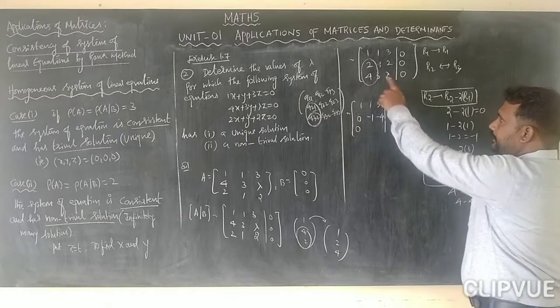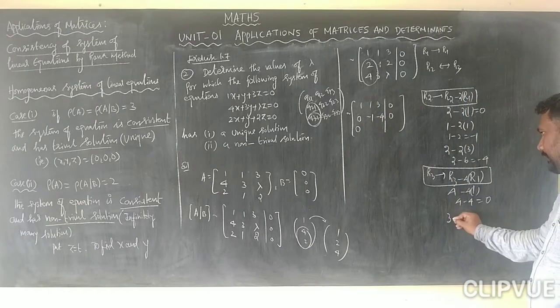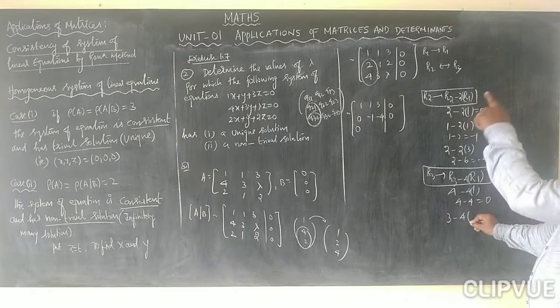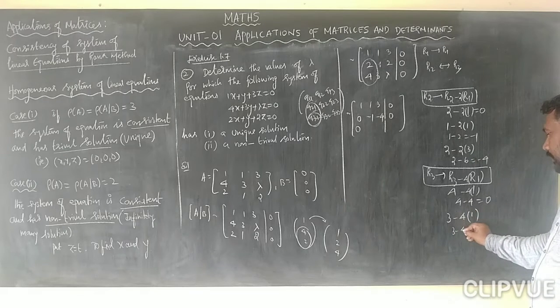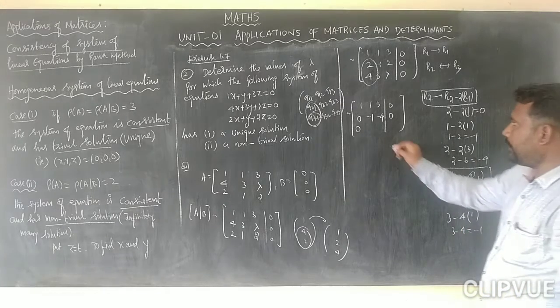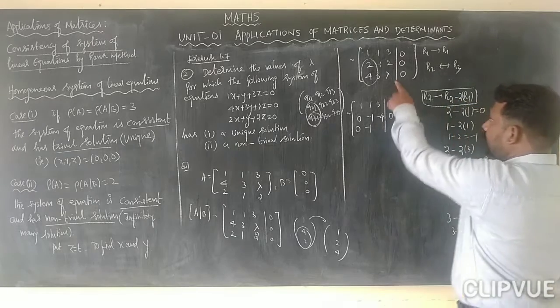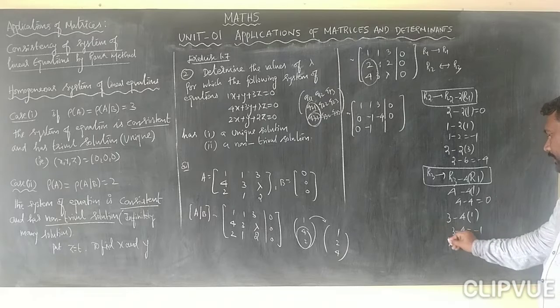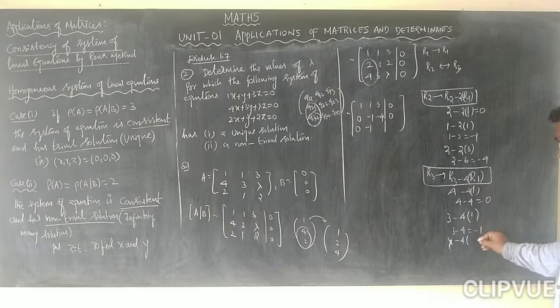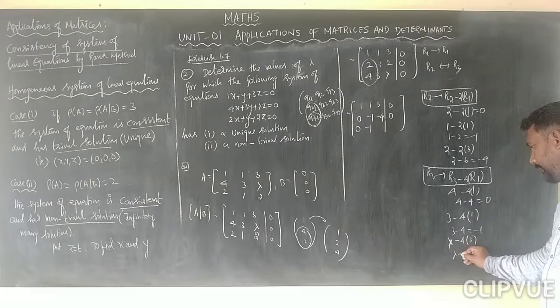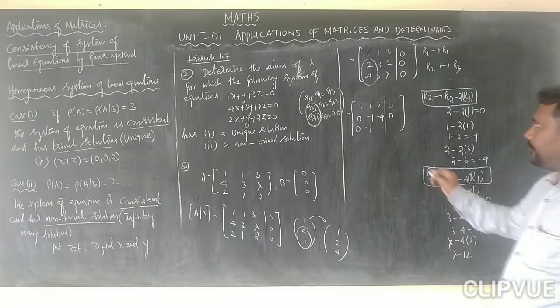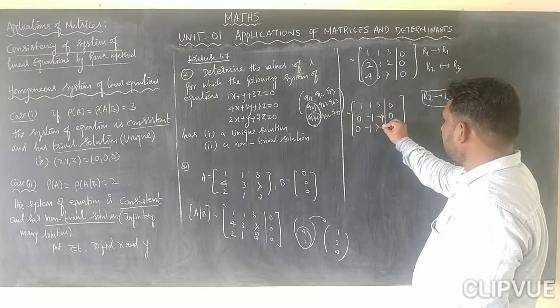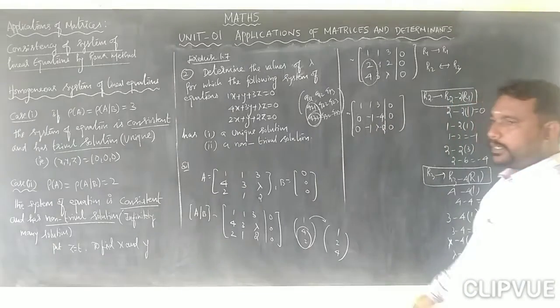Next one, 3. R3 value is 3 minus 4 into R1. R1 value is 1. 3 minus 4, the answer is minus 1. Next one, R3 value is lambda minus 4 into R1. R1 value is 3. Lambda minus 4 into 3, 12. Lambda minus 12, 0. Okay.